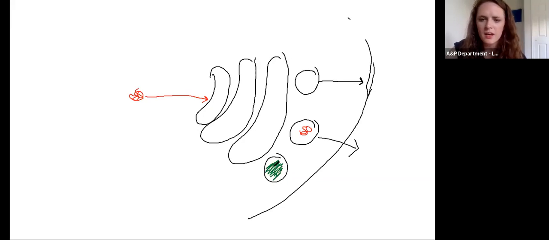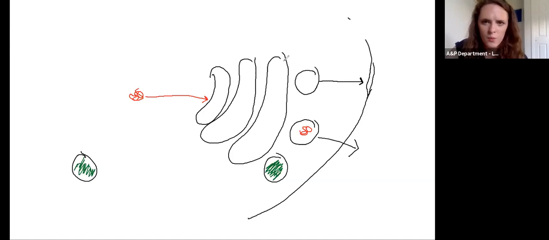Lysosomes are how we destroy broken things or foreign things. Okay, so they're in charge. They're like our little garbage man. So I'm going to make another little lysosome here. So here's our lysosome. It can do one of three things.